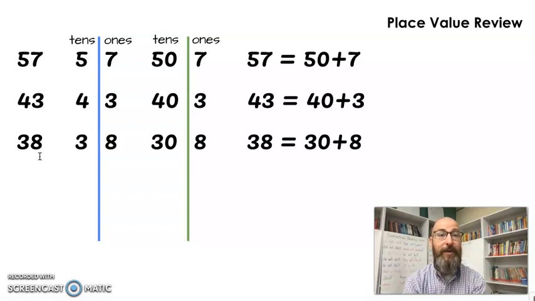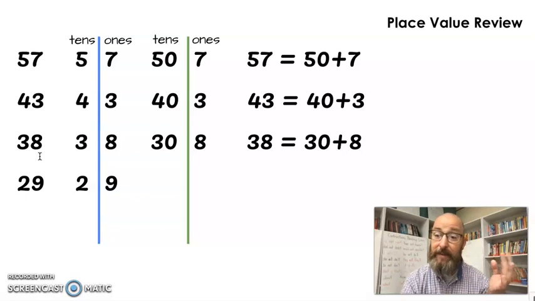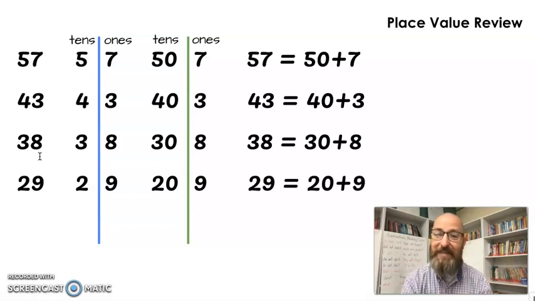I hope this is helping. Let's do a couple more and then we will be done. 29. How many tens and how many ones? We're going to draw that line in the middle. Hopefully you guessed 2 tens and 9 ones. How much is 2 tens worth? Count by tens. 10, 20. How many ones? Of course, 9. So what would 29 equal? 20 plus 9. Good job.